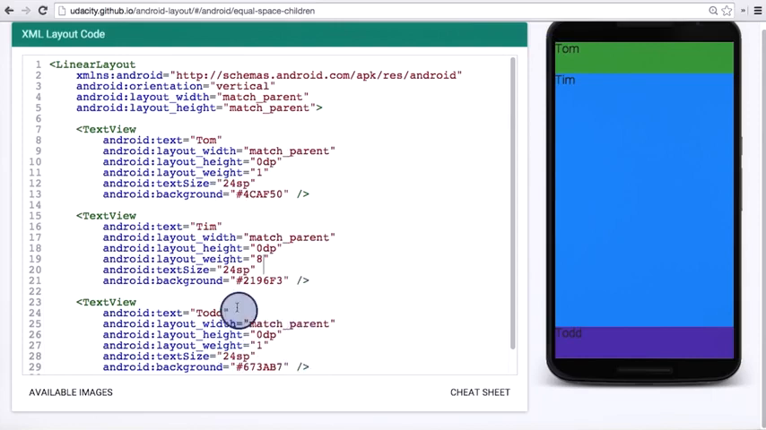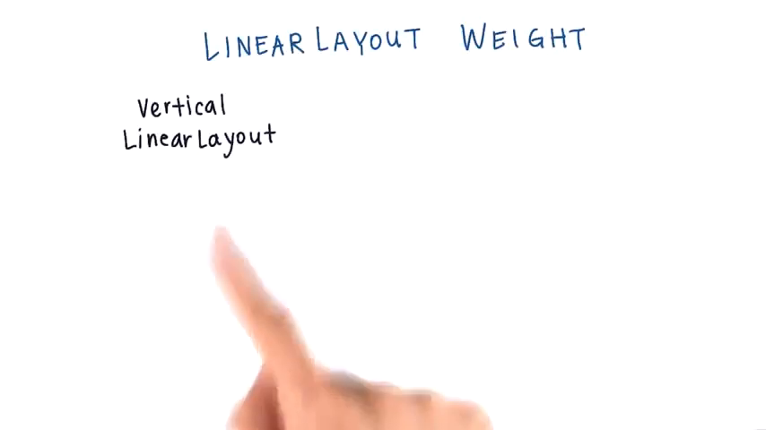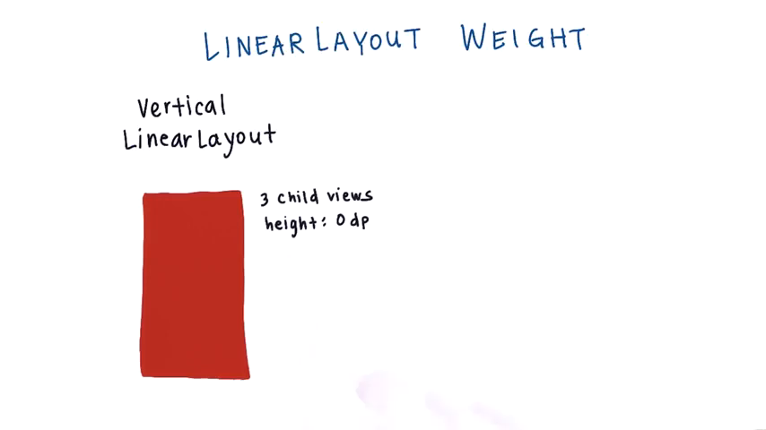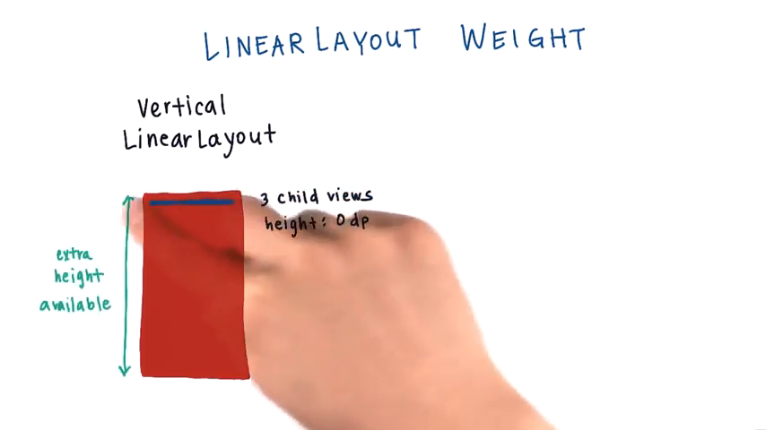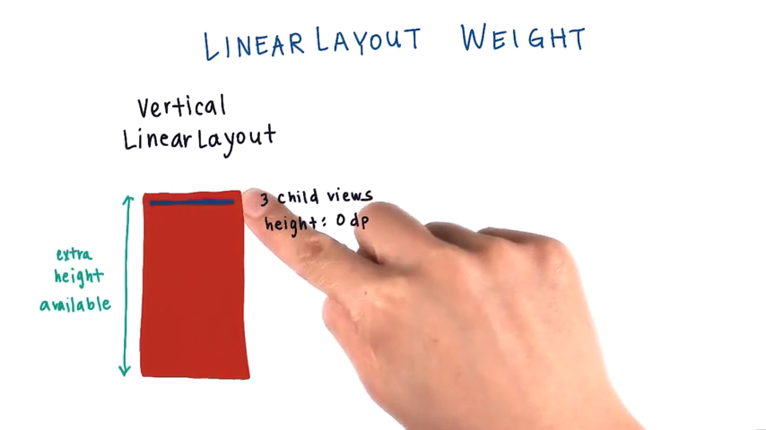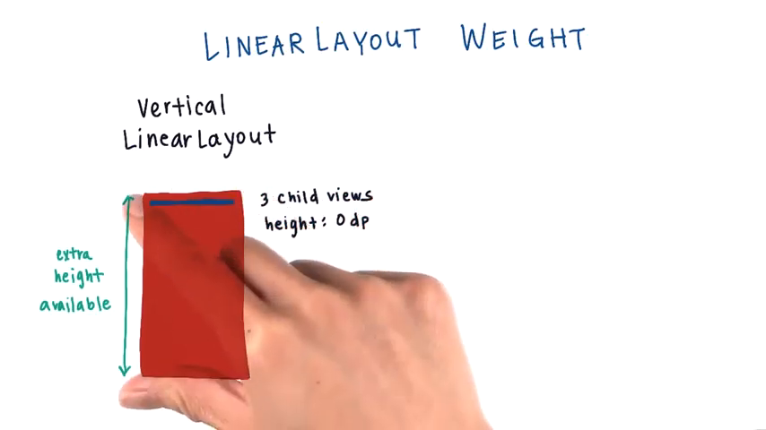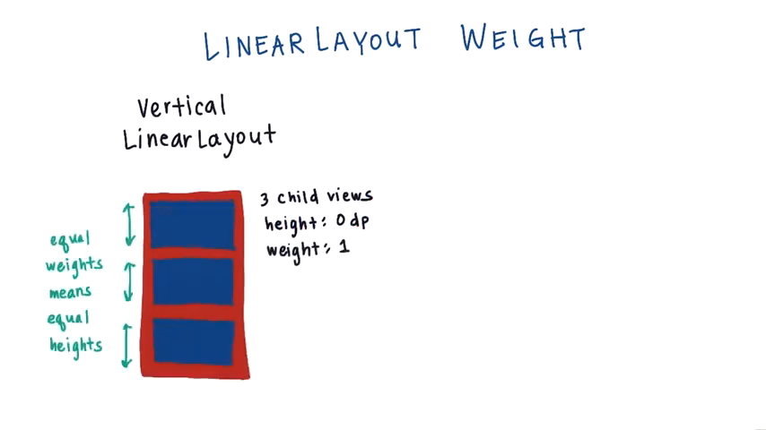So for a vertical linear layout, say we have 3 child text views. We set the initial height to be 0 dp, so they're all stacked up at the top of the screen with 0 height. That means the parent has all this extra height available. If I set a weight of 1 on each child text view, then the available parent height will be distributed equally across each of the children.